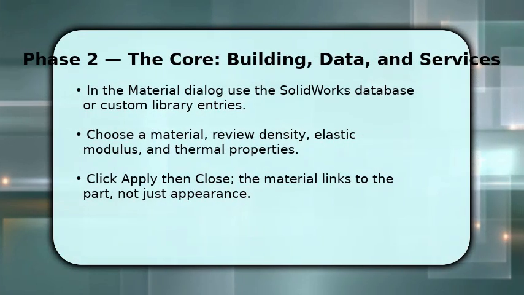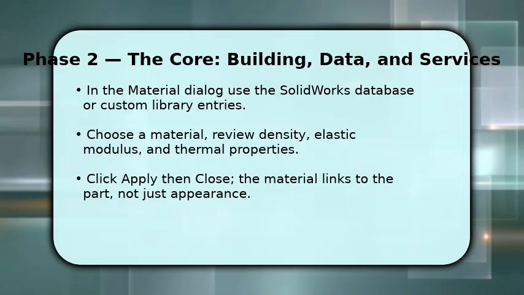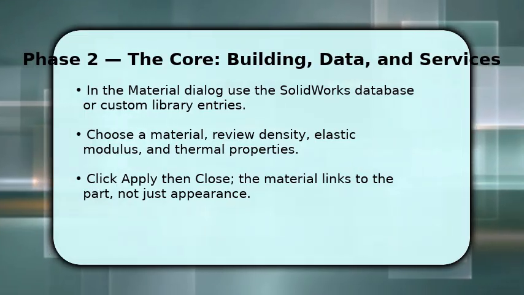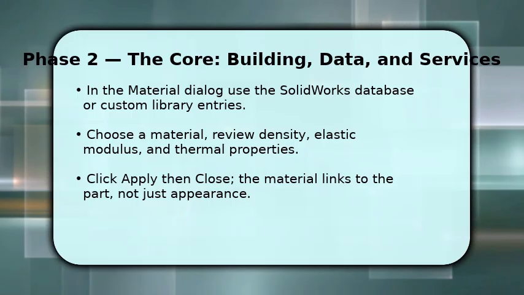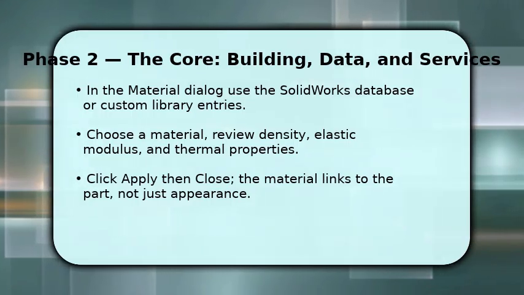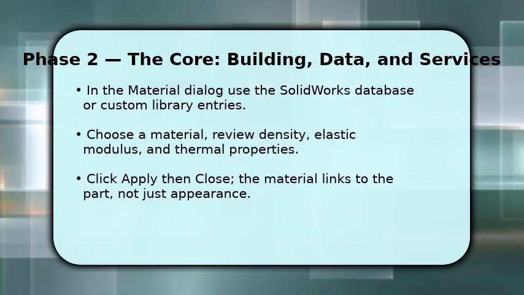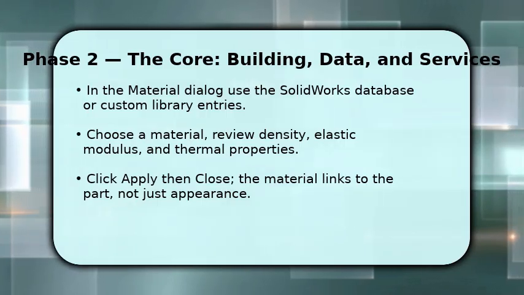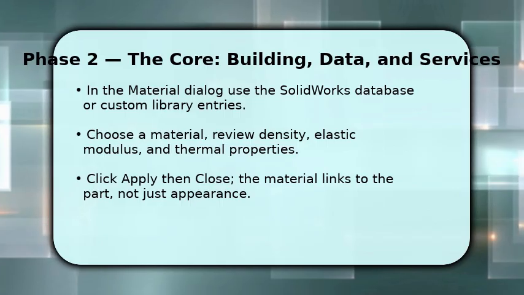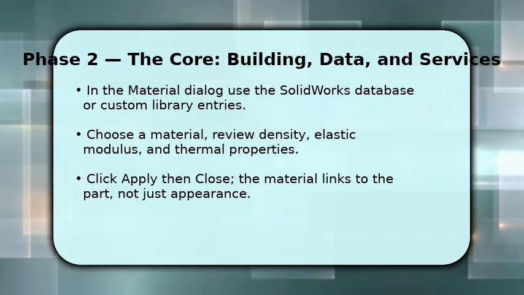You'll now pick the actual material from the Edit Material dialog. Navigate folders in the SolidWorks database or a custom library, then select the specific alloy or polymer you need. Once selected, inspect density and mechanical properties. This is why you choose from the database, so simulations and mass calculations are accurate.